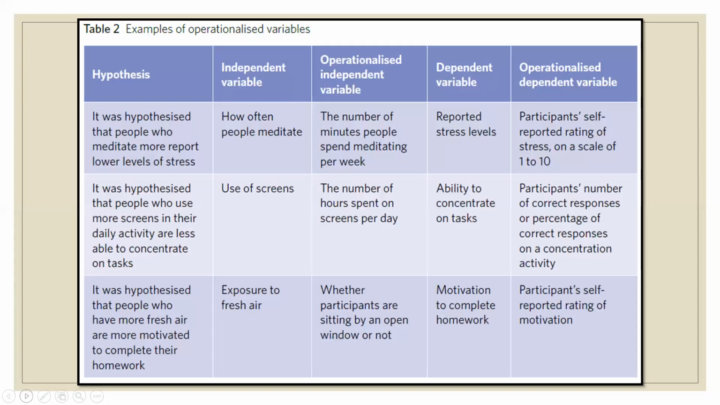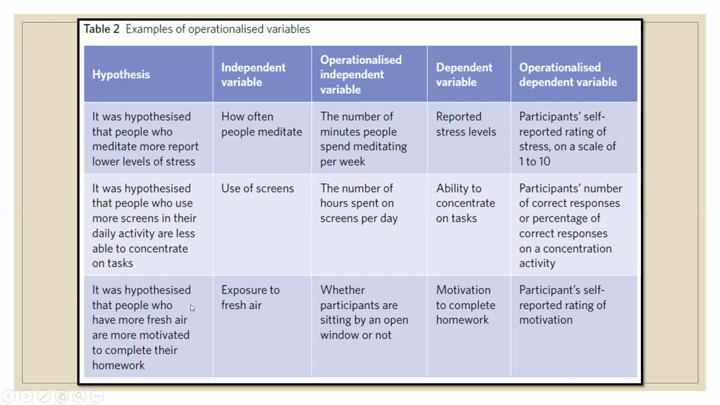So then we go to looking at some examples. These are all taken from your book. I just put them in the slide for convenience. You can see the hypothesis and how we're unpacking or dissecting each of those different components. The hypothesis: it was hypothesized that people who meditate may report lower levels of stress. The independent variable would be meditation. The operationalized variable might be the number of minutes people spend meditating per week. The dependent variable would be the stress levels they report, and specifically how we measured that is maybe on a scale of 1 to 10. So we asked them on a scale of 1 to 10, how stressed do you feel?